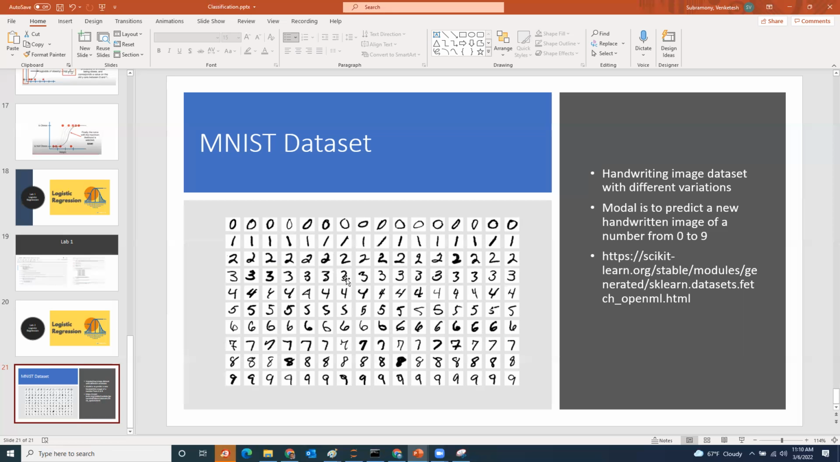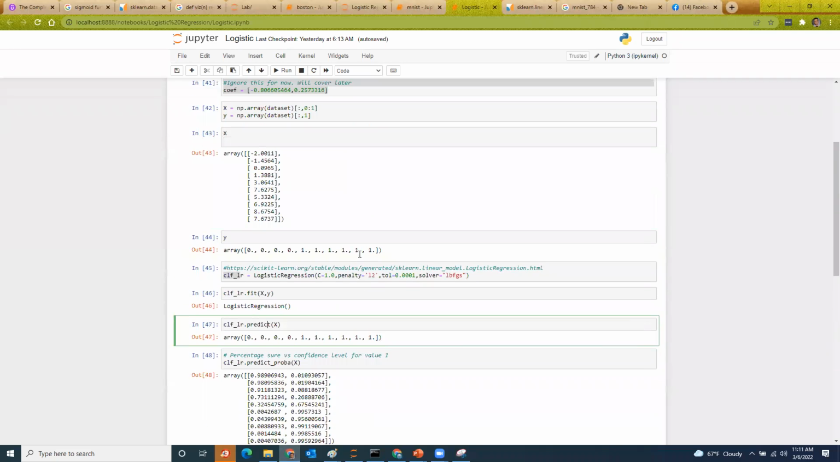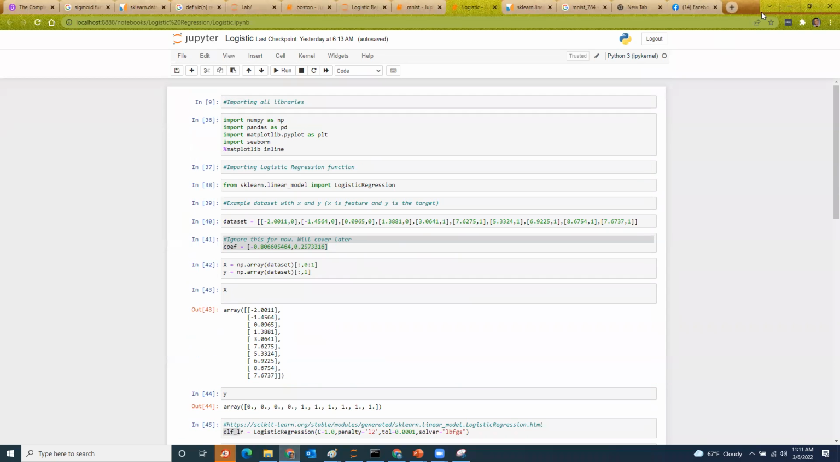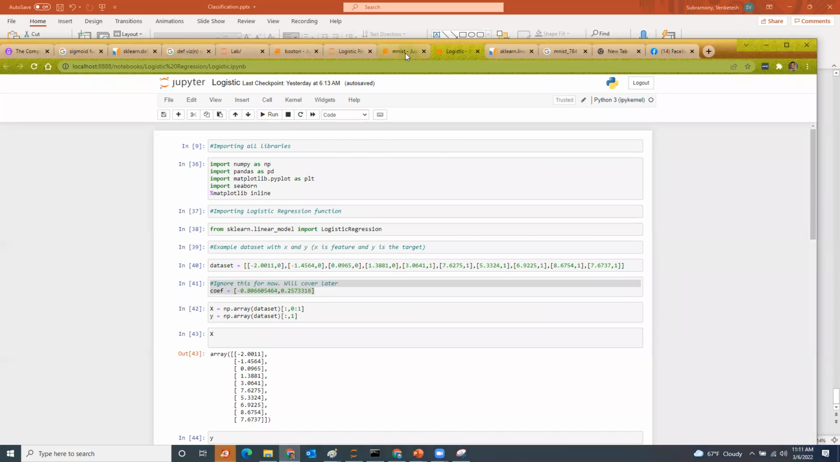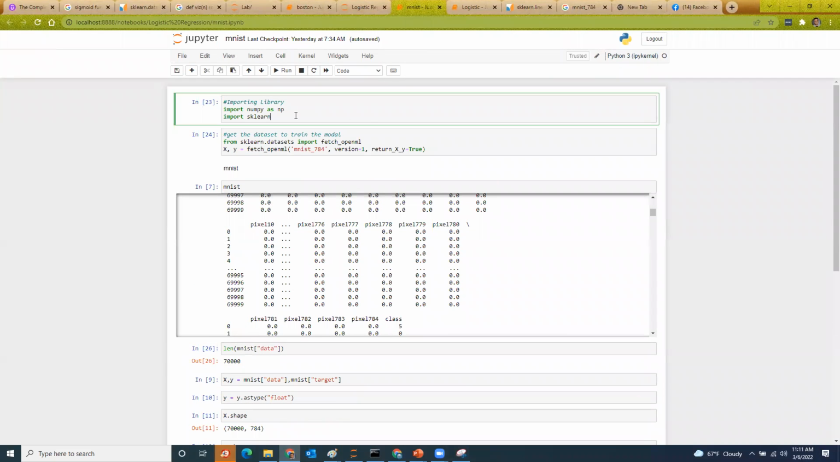Okay. So I have a lab, and I'm going to show you how to go through this lab. Again, follow the same process. So first and foremost, load the library. We are only using these libraries.